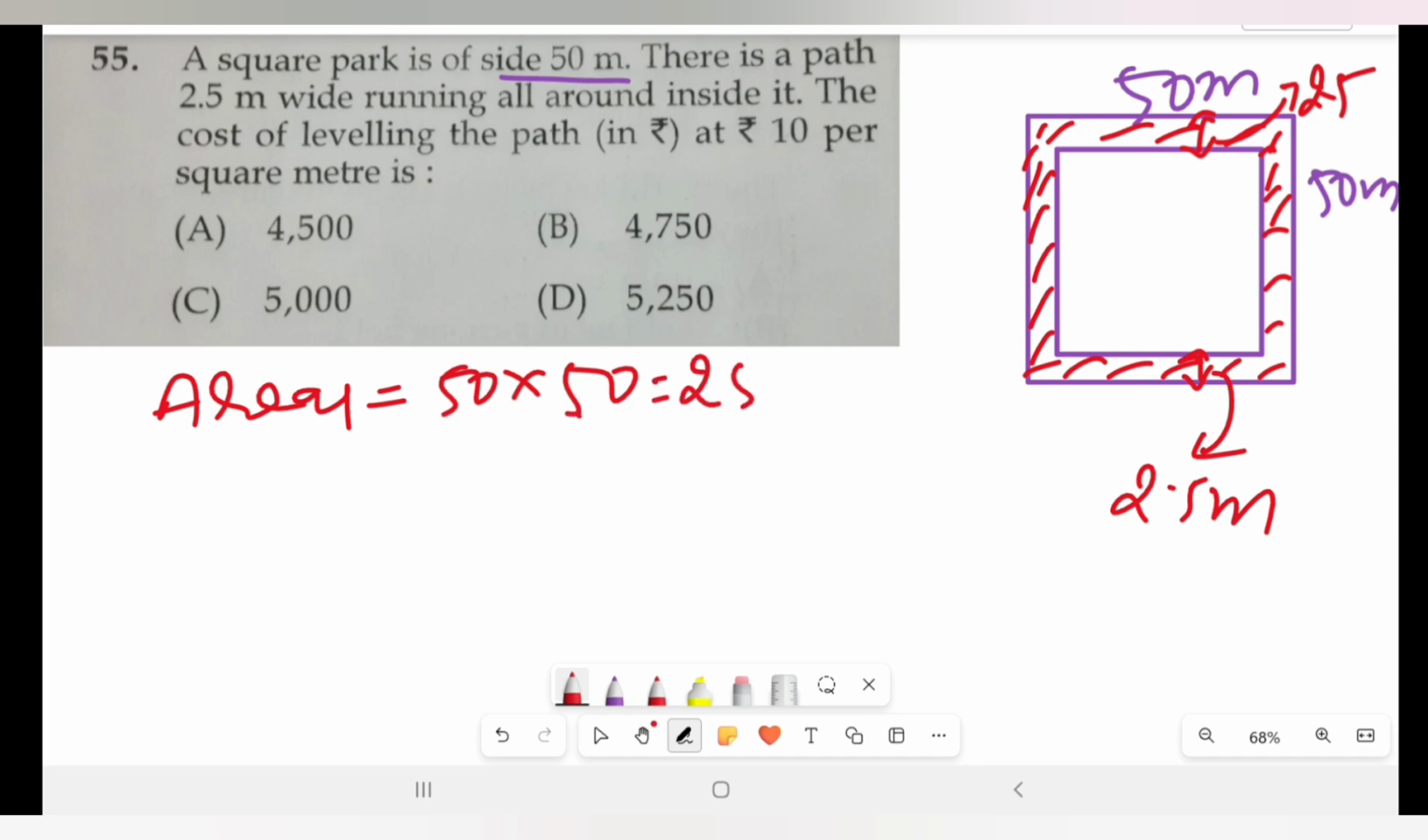First of all, the area of the outside square is 50 into 50, because the side of the outside square is 50 meter. So 50 into 50 is 2500 square meter. Okay, area 1.